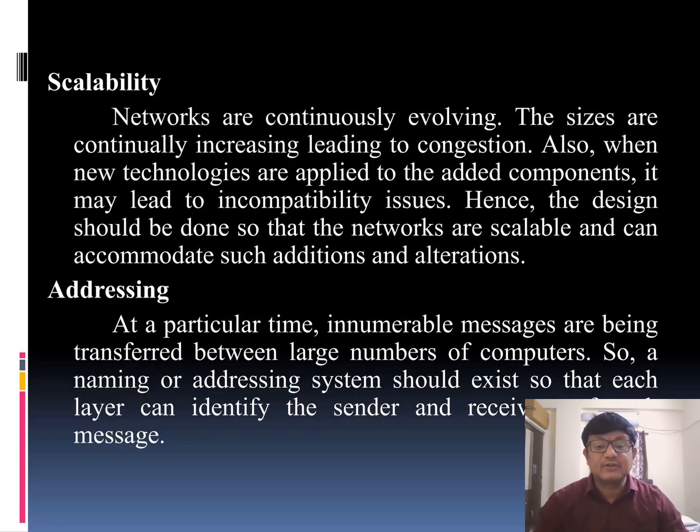The second design issue is scalability. Networks are continuously evolving. Day by day, they are improving or changing. Their sizes are continually increasing, which may lead to congestion. Also, when new technologies are applied to the added components, it may lead to incompatibility issues. Hence, the design should be done so that the networks are scalable and can accommodate such additions and any modifications.